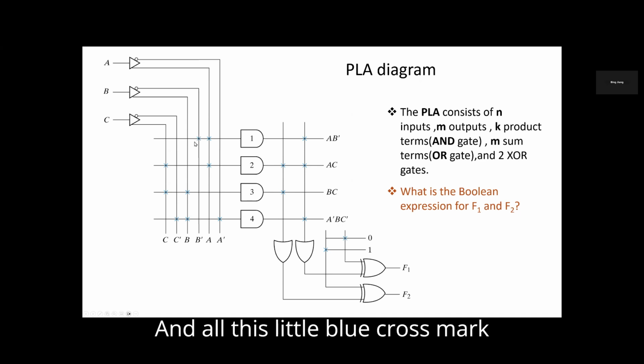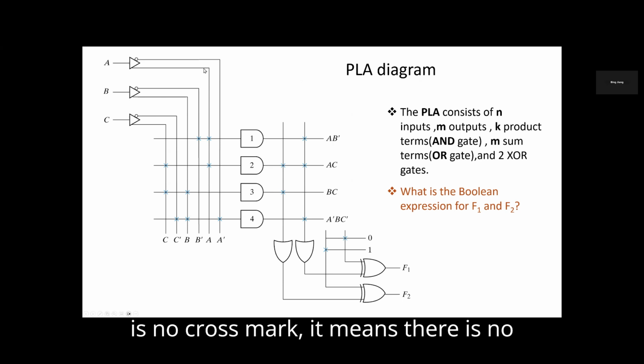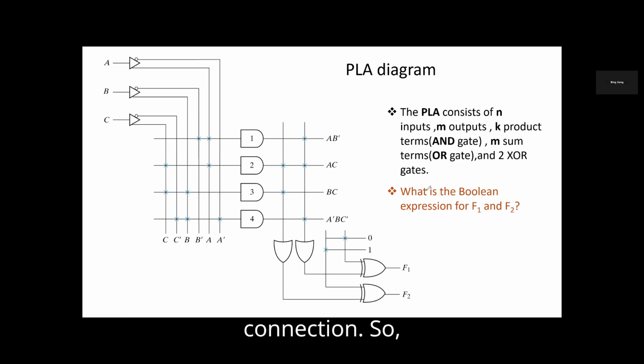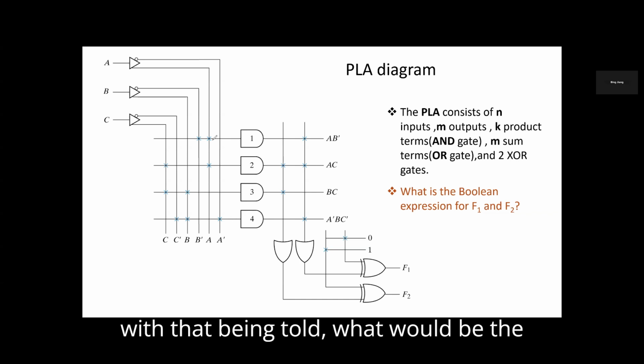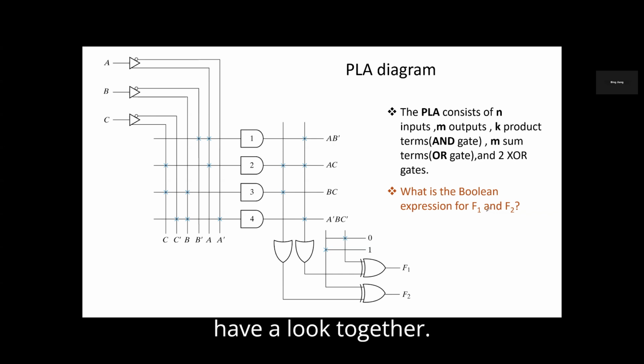And all these little blue cross marks mean there is a connection. Where there is no cross mark, it means there is no connection. So with that being told, what would be the Boolean expression for F1 and F2? Let's have a look together.